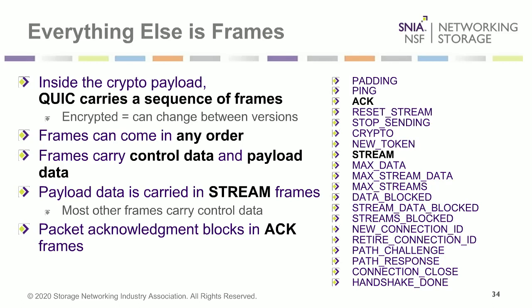So those are the two most common ones, but there's a whole bunch of control frames that are used to negotiate. How many streams can you have open in parallel? Are you blocked waiting for a flow control window to open? You can issue new connection IDs or force peers to retire them. You can verify that a peer has moved to a different IP address and so on. And there are some handshake done and connection close control frames.